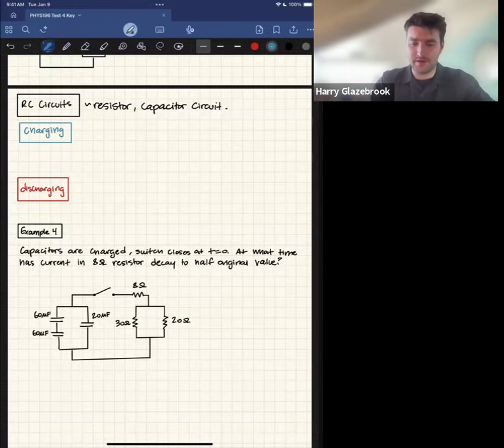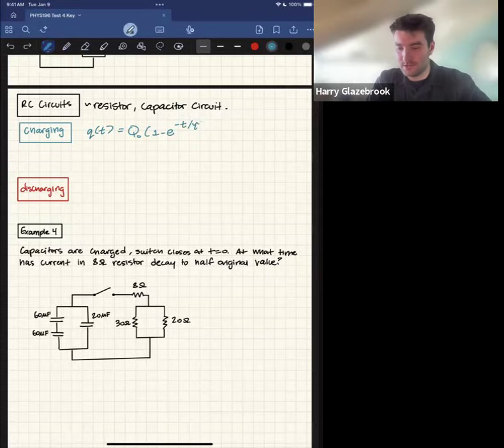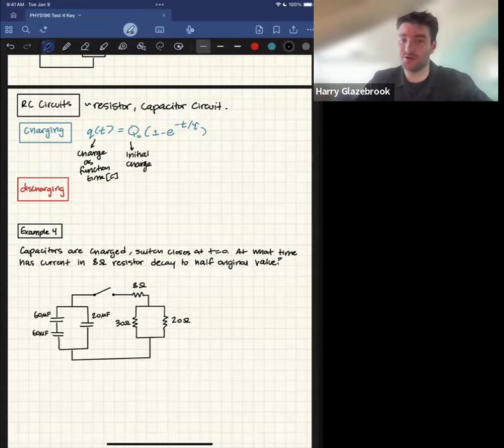For a situation where we're charging a capacitor in an RC circuit, the charge on the capacitor as a function of time is just going to be Q naught, the initial charge, times 1 minus e to the negative t over tau. So this is charge as a function of time, or instantaneous charge. It has units of coulombs. Q naught is the initial charge, if there is any on the capacitor. They'll usually specify. If they don't specify an initial charge, just assume that that's 1.